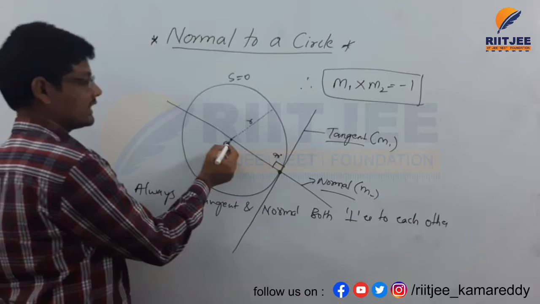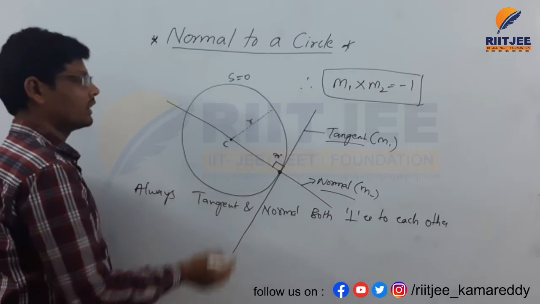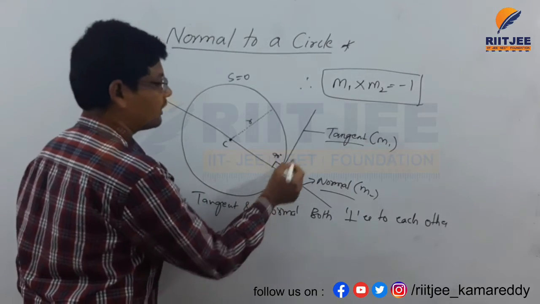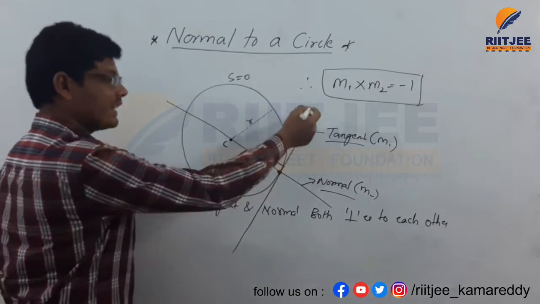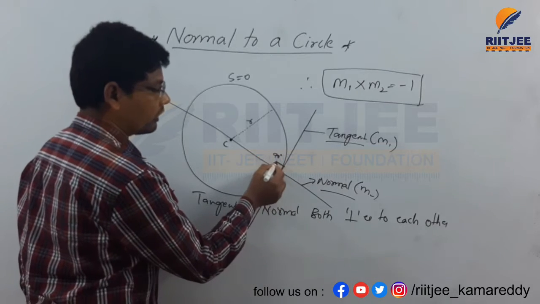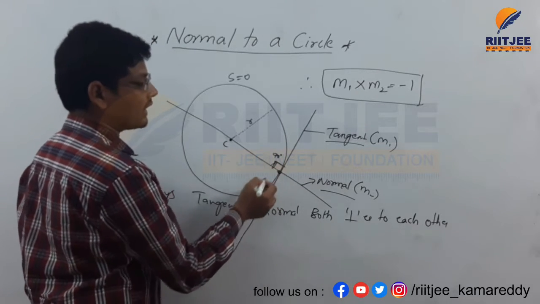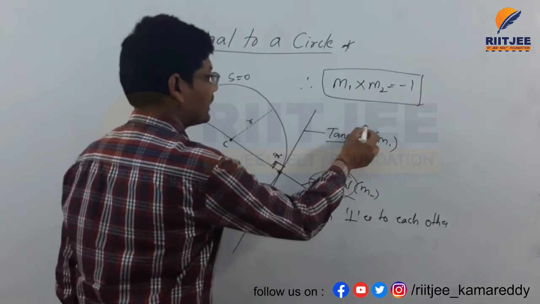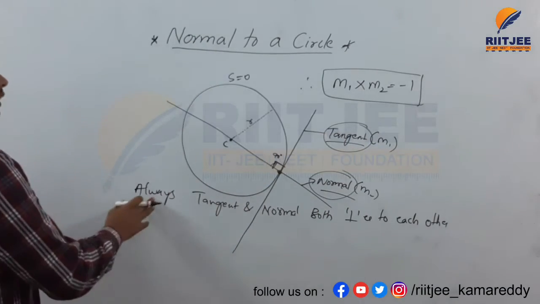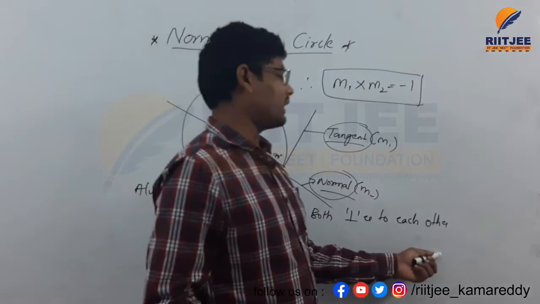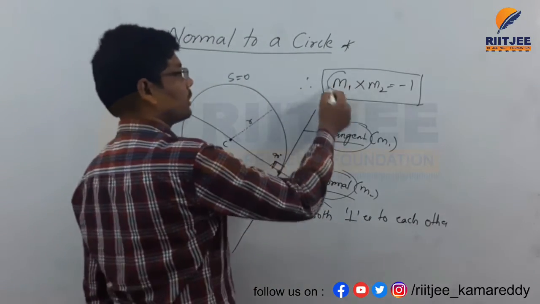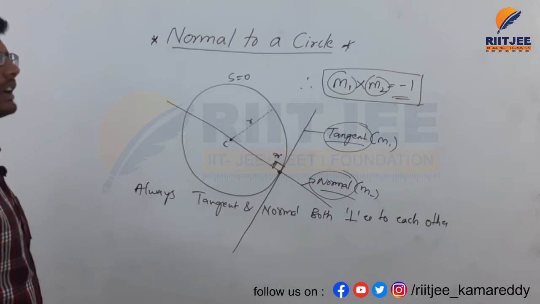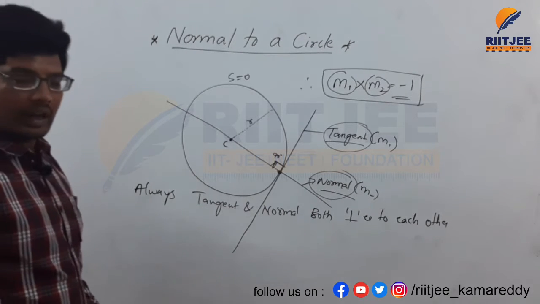Listen once again. This is a circle having center C with a radius R. At a point of contact we are drawing a tangent line. If we construct a perpendicular line to the tangent at the point of contact, that is called the normal. Tangent and normal are always perpendicular to each other, the product of their slopes is equal to minus 1, and this is all about the normal.